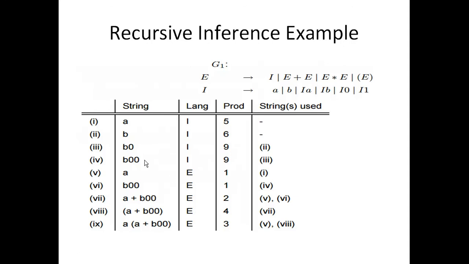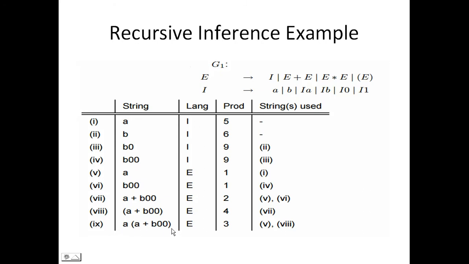So consider the grammar. Here grammar G1 is given as E gives I, or E plus E, or E into E, or parenthesized E. Further, I gives A or B, or IA, or IB, or I0, or I1. Now suppose we have to infer the string (a*(a+b00)). Here you can see the last one. Suppose we want to infer this particular string from the given grammar.